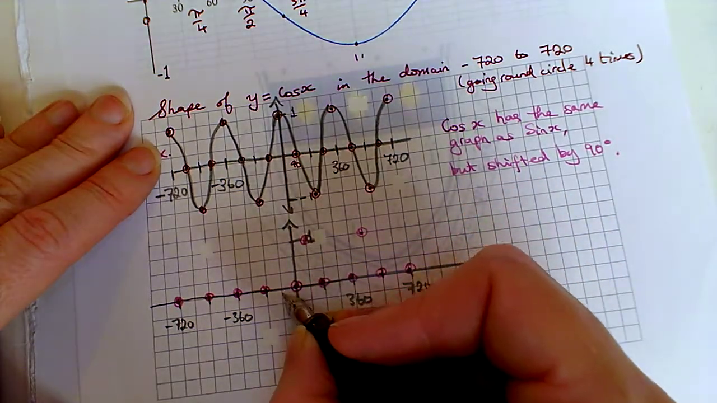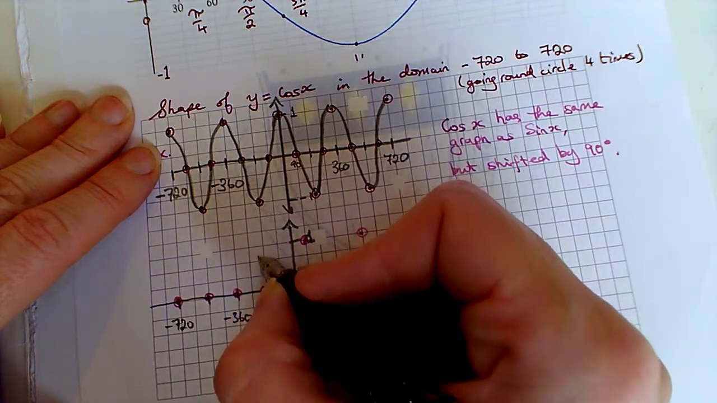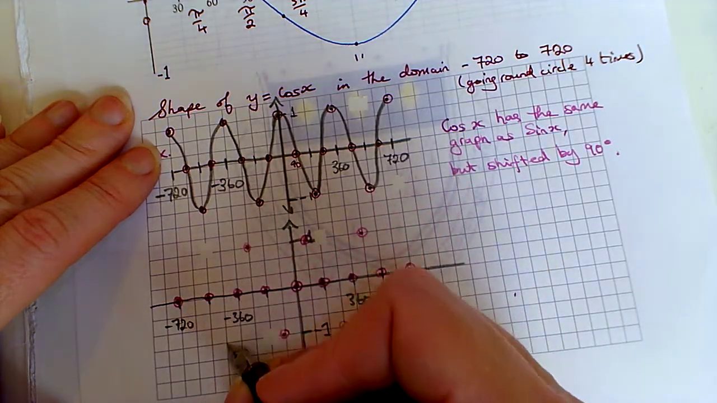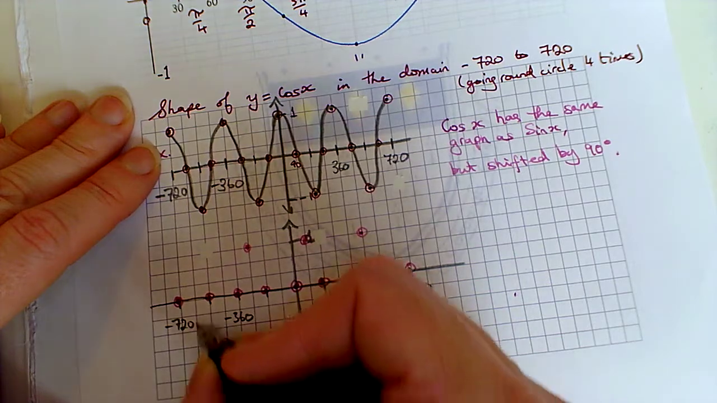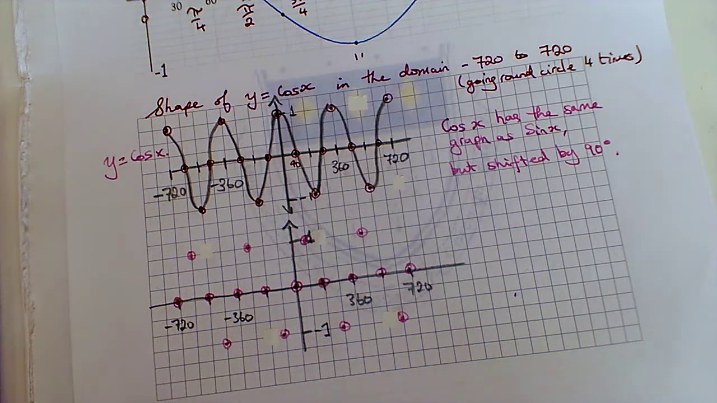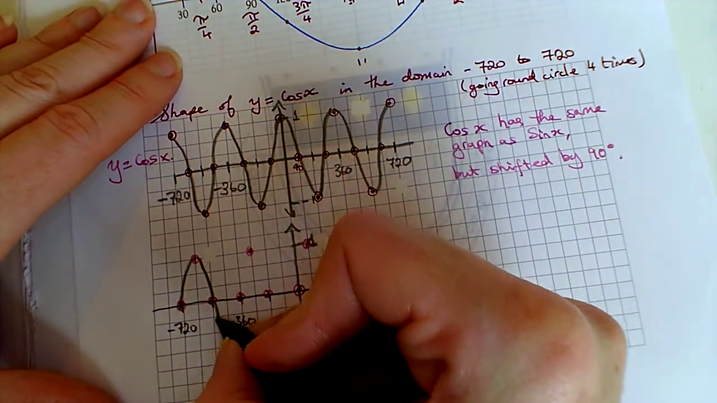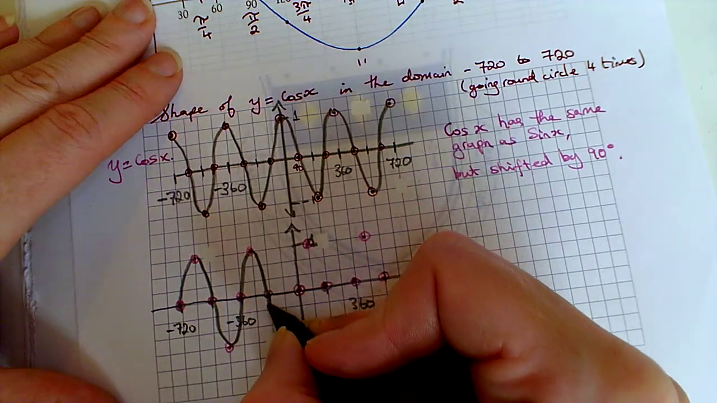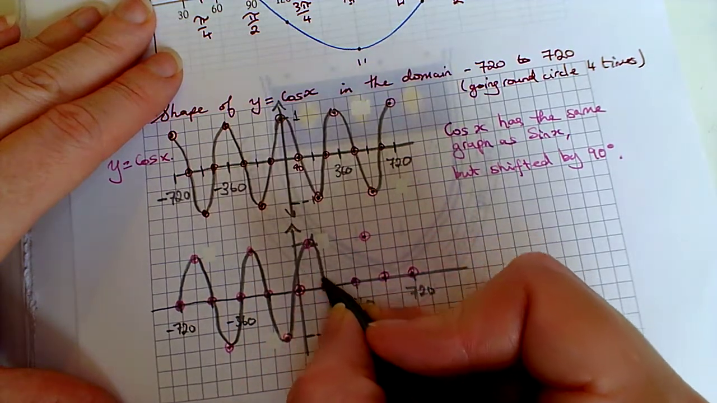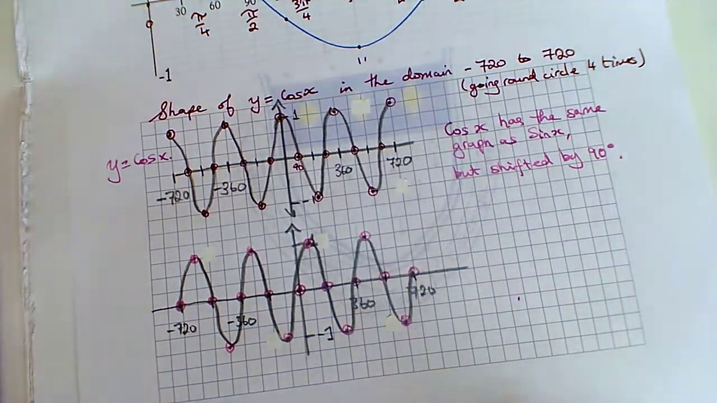Here's my 90 degrees here. Back down at minus 1, up to 1, down to minus 1, up to 1. And really what I'm interested in is showing that the shape of these two graphs is identical, up and down between 1 and minus 1 as we go round and round circles.